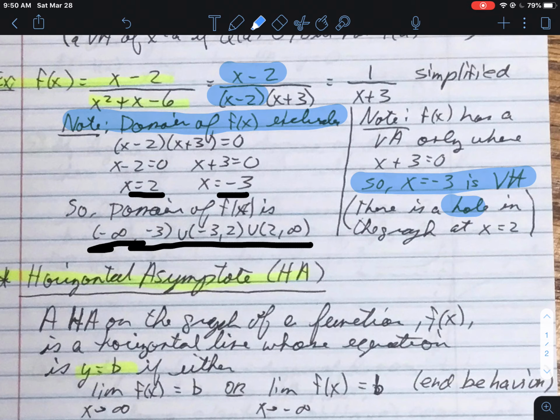Right, you graph this function x minus 2 over x squared plus x minus 6, you're going to get exactly the same graph as 1 over x plus 3, right? Because these are equal to each other. They're the same.